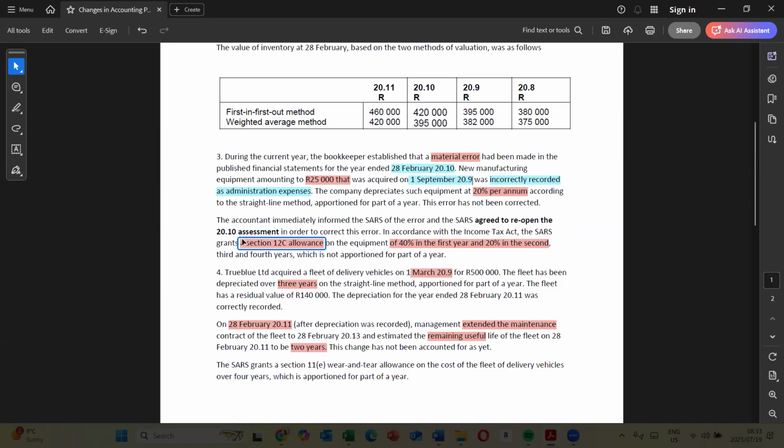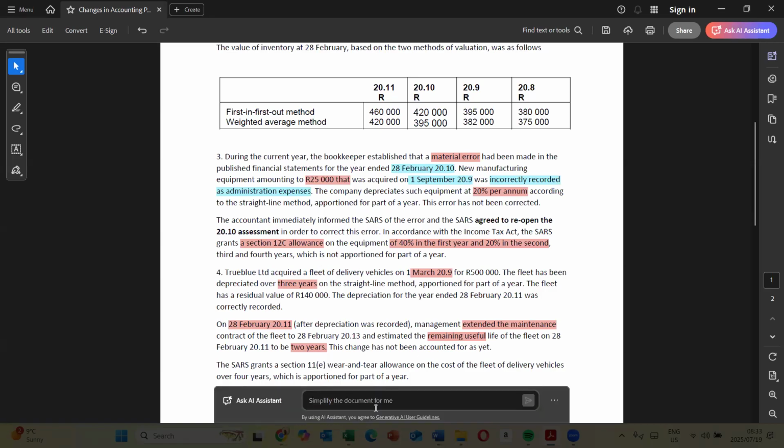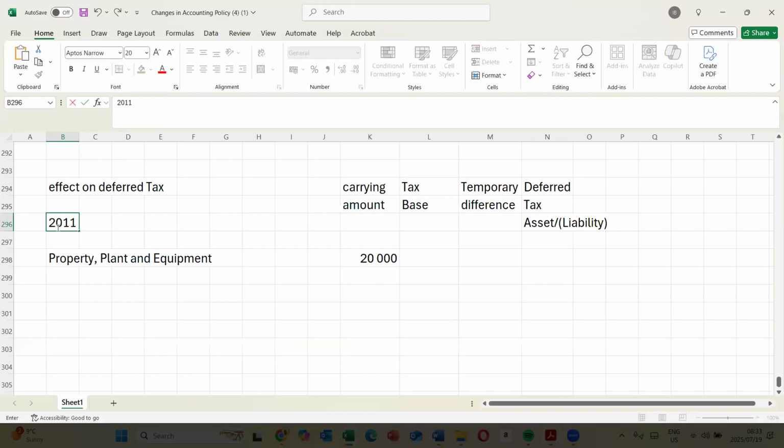All right. So in regards to this, the accountant immediately informed the SARS of the error, and the SARS agreed to reopen the 2010 assessment in order to correct this error. So in terms of this, it means now, in regards to this, your tax base. So this is for 2011. So 2011 tax base is going to be sitting at how much? So you have 25,000 minus what? 25,000 times 40%.